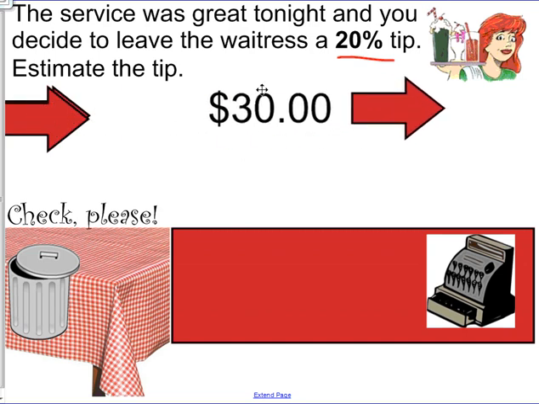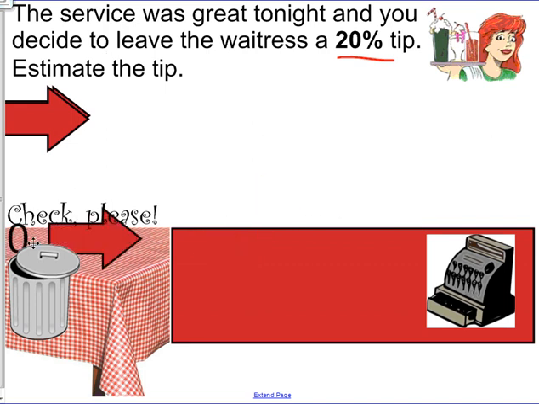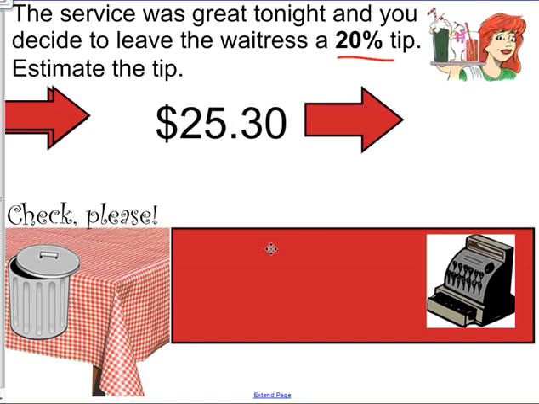All right, what about 20% of $30? Same type of idea, multiply 0.2 by 30. You should get $6. All right, and the last thing I'd like you to do tonight is find the tip of a dinner that costs $25.30. You want to give them a 20% tip. Please find how much of a tip you would leave this waitress for this amount.